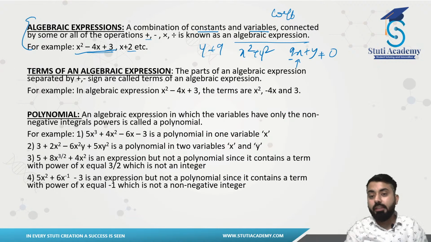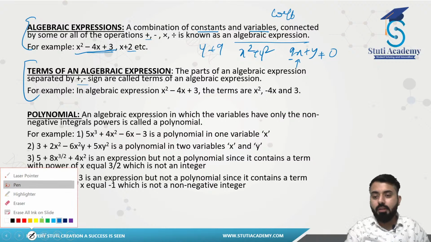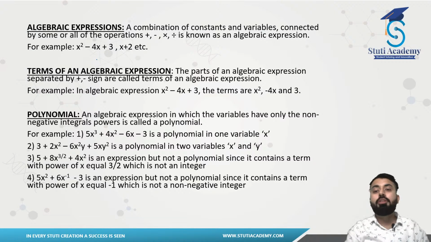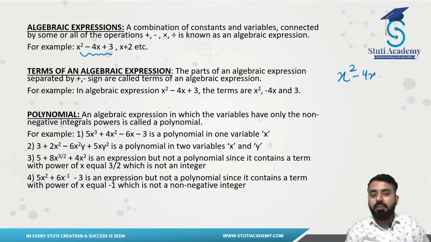It is this one: terms of an algebraic expression. Terms are the parts of an algebraic expression which are separated by either a positive sign or a negative sign. Remember, if I tell you we have to find out the terms of an algebraic expression, I will be considering this example here, x square minus 4x plus 3, right? So you have to find out the terms. Always remember, terms are separated by your positive and negative operators. So you guys see, I have this negative sign here, I have this positive sign here. So this should be term 1, that should be term 2, and that should be term 3.